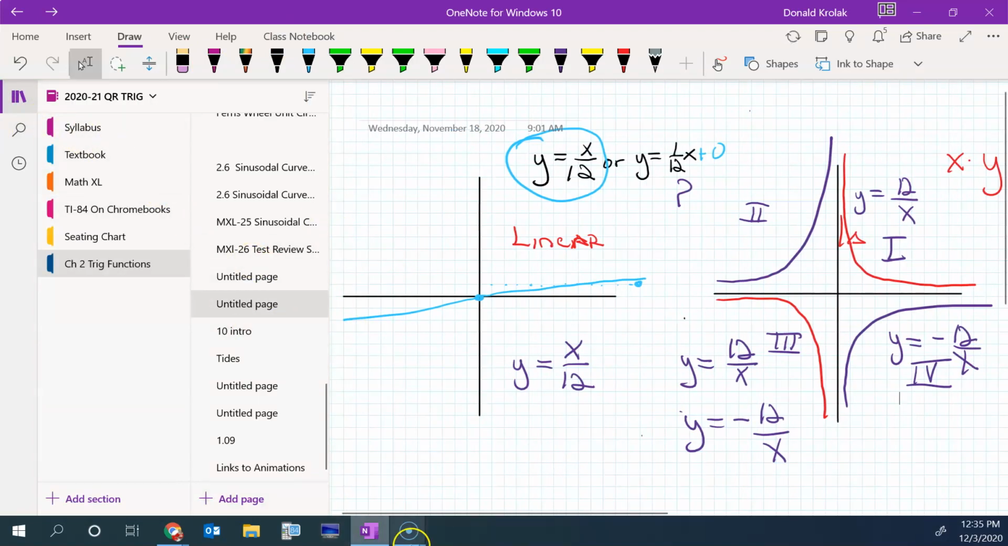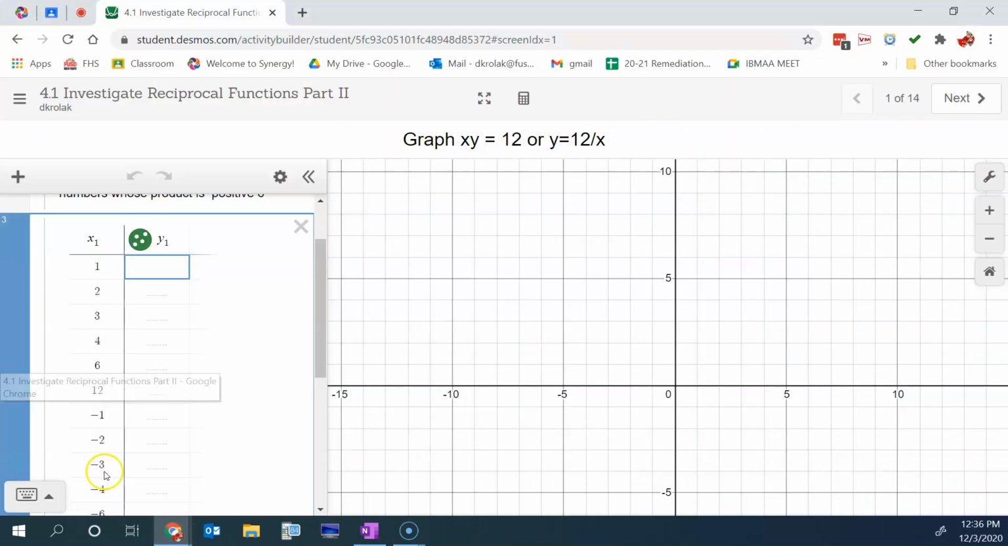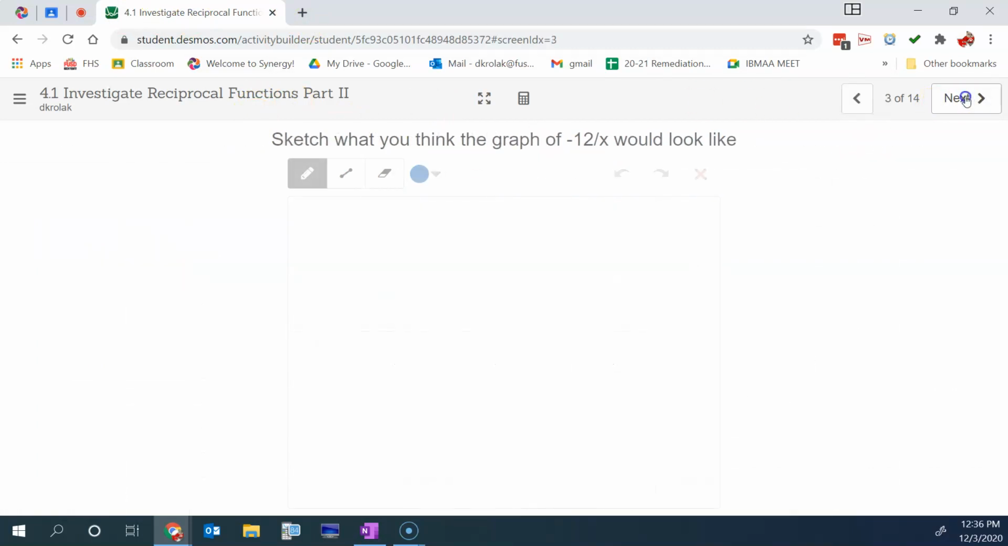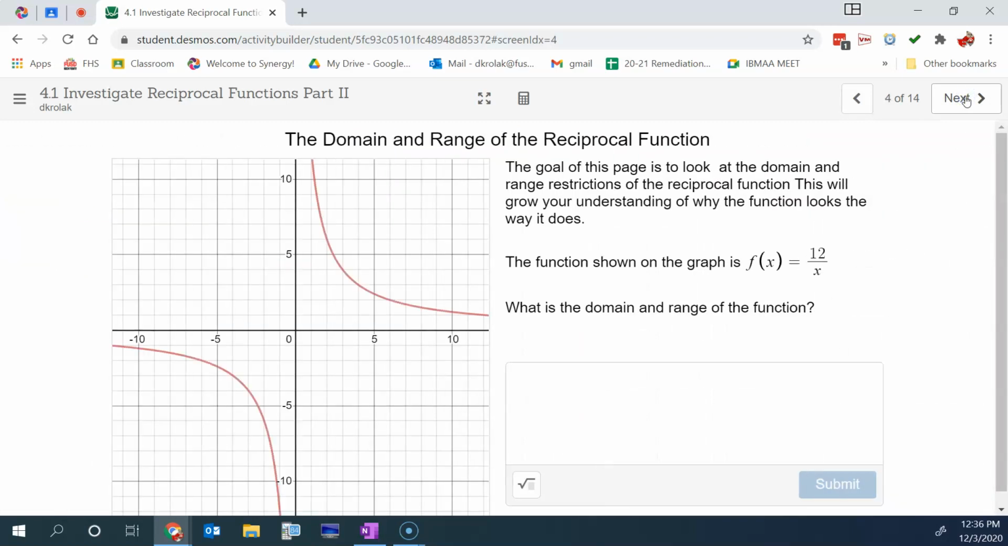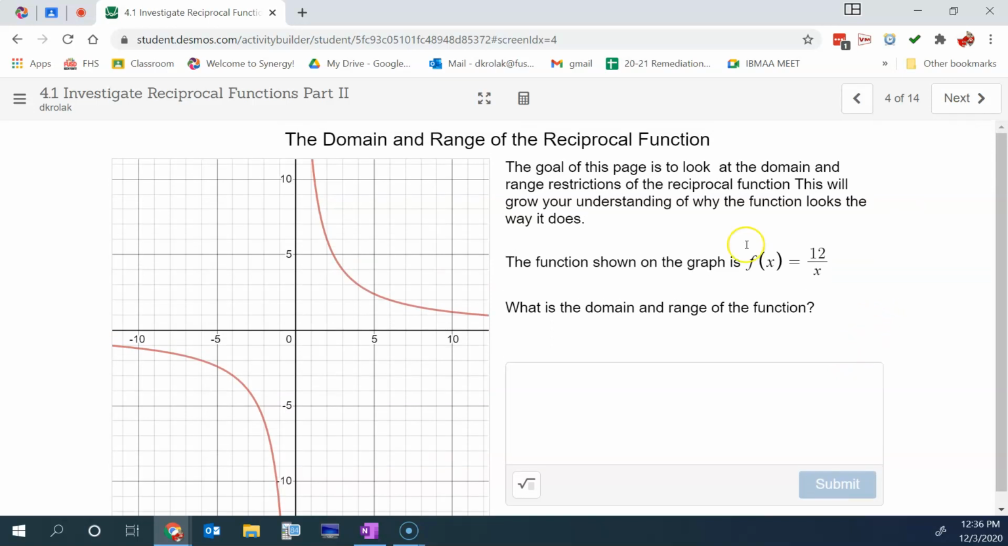So today what we're going to do is first start with taking a reciprocal function and identifying its domain and its range. We're actually today going to start on slide 4. What we're trying to do is figure out what's the domain and range of a reciprocal function. In this case, it's the one that we've been working on.